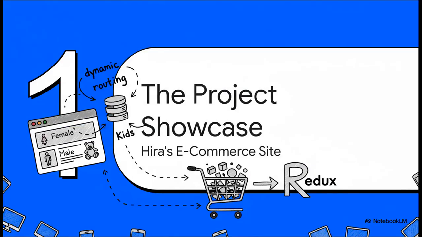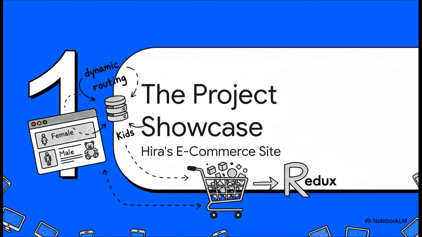So Hira's project looks fantastic. The interface is clean, and she's got some really important features working. It has dynamic routing, which is just a fancy way of saying it can automatically create separate pages for categories like female, male, and kids. And under the hood, to manage all the data, she's using a really popular tool called Redux. Just think of Redux as the application's central brain, keeping track of everything like what's in the shopping cart to make sure it all stays organized.